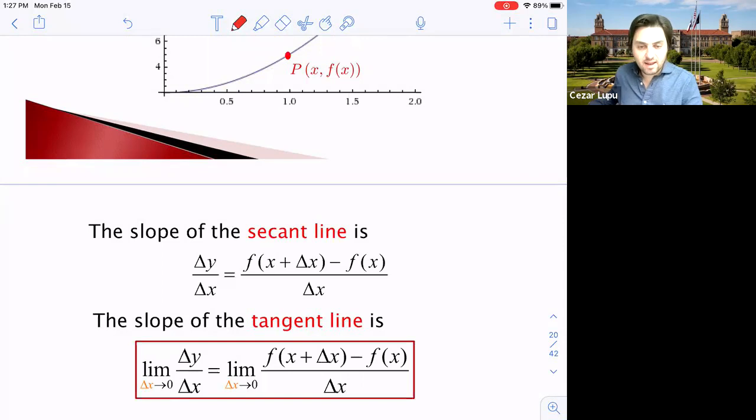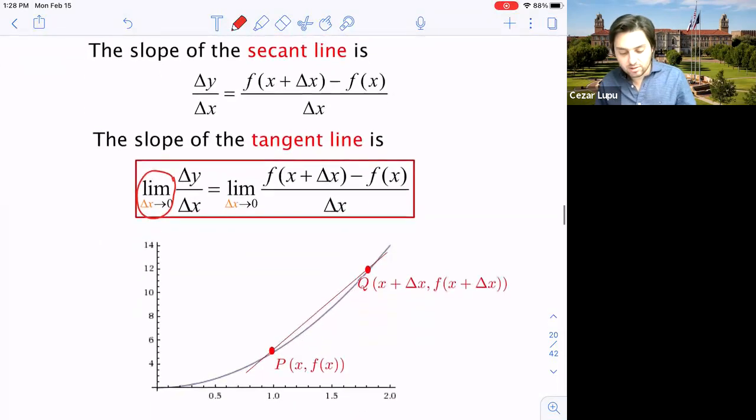Indeed, yes. Like Frank, Jonathan, and Mason say, it is the limit. So the difference between these two is this guy over here. Look at this guy. It's the limit as delta x approaches 0 of delta y over delta x, right? So if we take the limit of the slope of the secant line, we will obtain the slope of the tangent line.